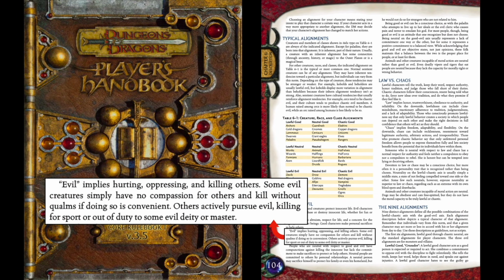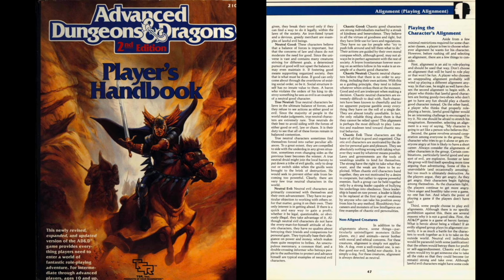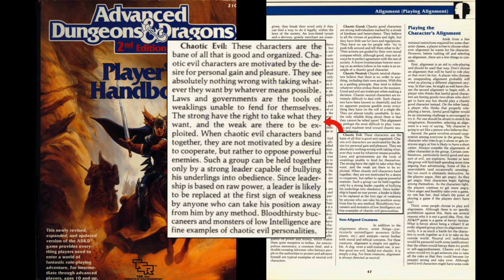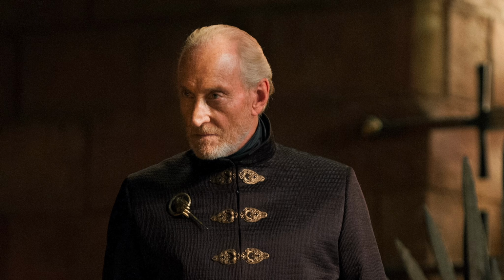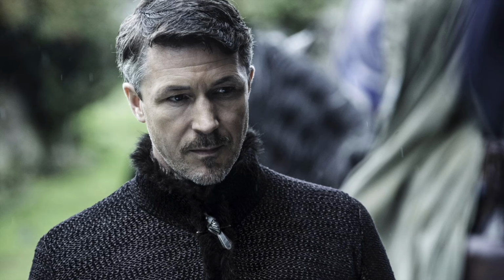So a chaotic evil character then, according to 2nd edition, is one who is motivated entirely by personal gain and pleasure, and sees nothing wrong with taking whatever they want from anyone by whatever means possible. They don't operate on any code aside from wanton self-indulgence. A lawful evil creature can at least be trusted to be true to their word. It's just that they'll screw you over through a loophole or technicality. A chaotic evil creature can't be trusted whatsoever.